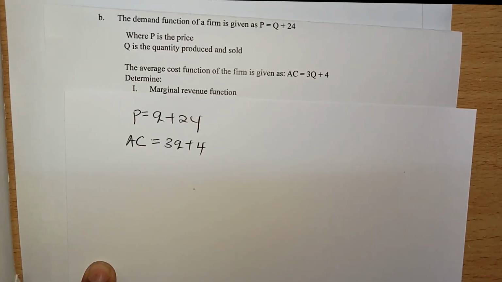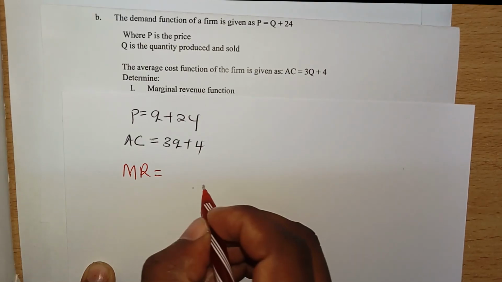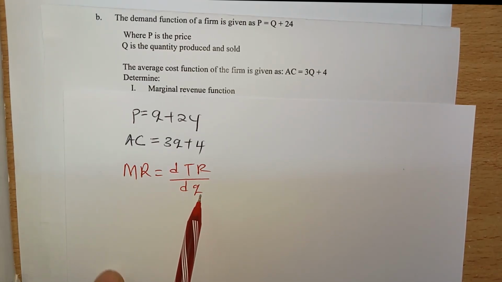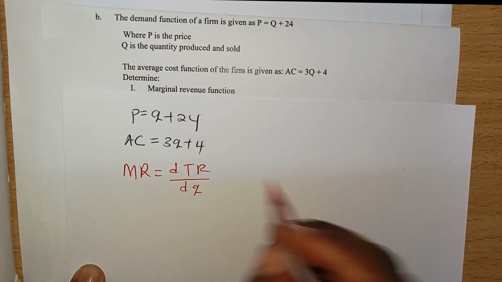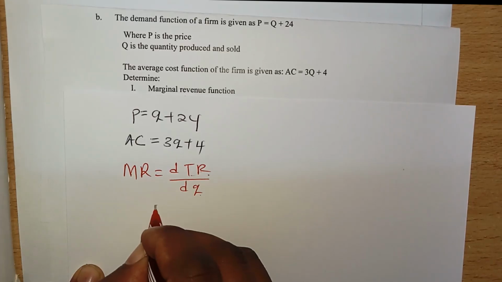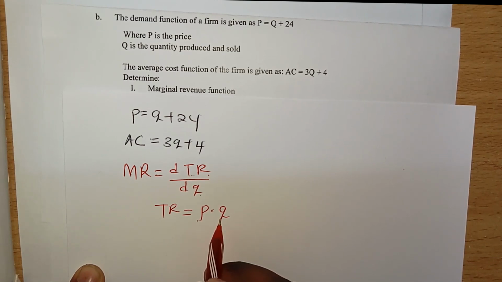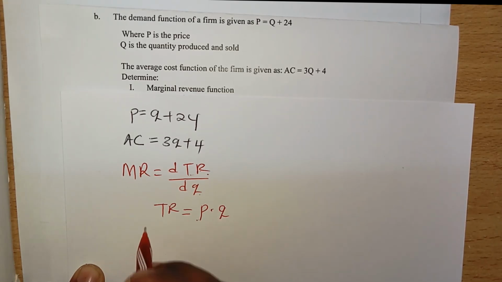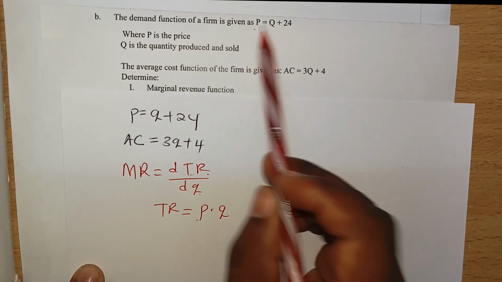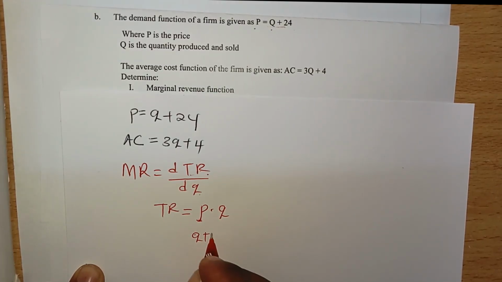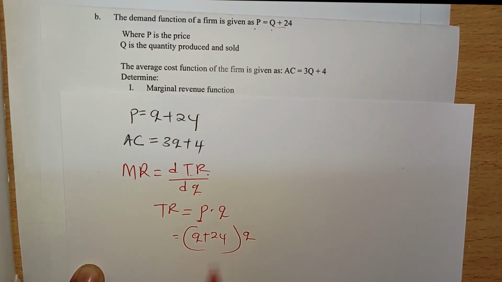So in this case, marginal revenue, or the MR, is given as dTR over dQ, meaning we are differentiating total revenue with respect to the number of units produced and sold. Because we don't have the total revenue, and we know that total revenue is given as P multiplied by Q, that is the price multiplied by the number of units produced and sold, we have been given P as Q plus 24. Our P here, we are going to replace with this function. So this one is going to be Q plus 24, then you multiply by Q. Once you open the bracket, Q times Q gives Q squared plus 24Q. So this is our TR function.